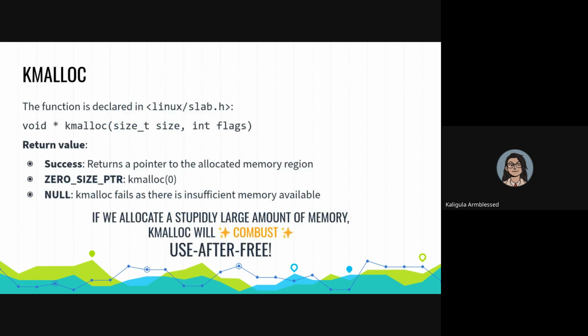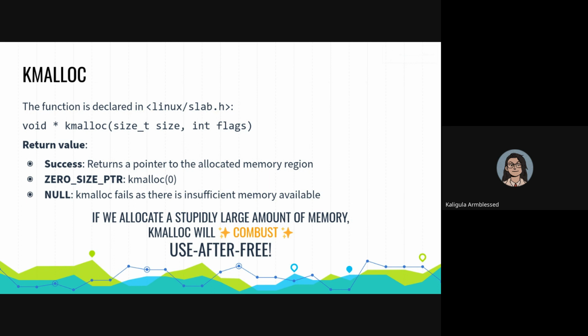kmalloc basically allocates memory. That's what it does. The way it allocates memory is based on the size and the flags that are provided. But first, let's talk about the return value. If kmalloc succeeds, it returns a pointer to the allocated memory region. And if it fails, there are two scenarios where it fails.